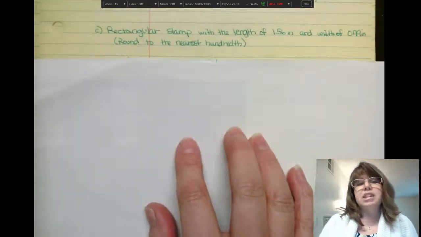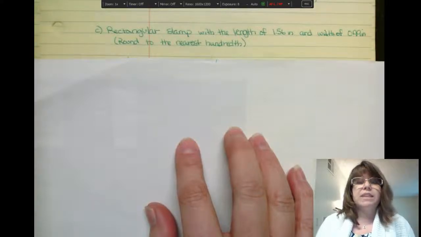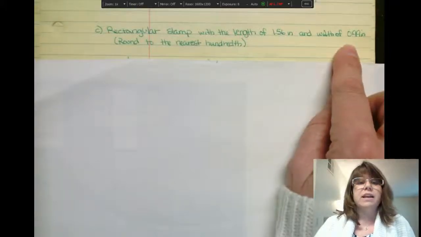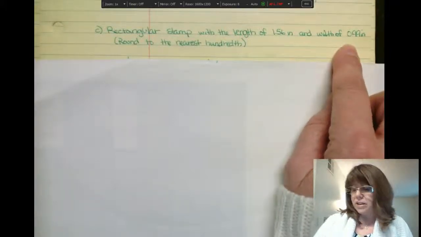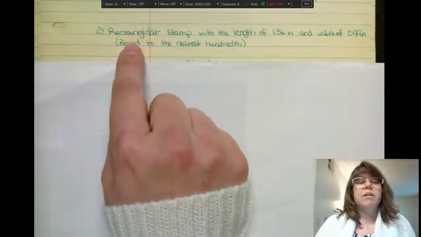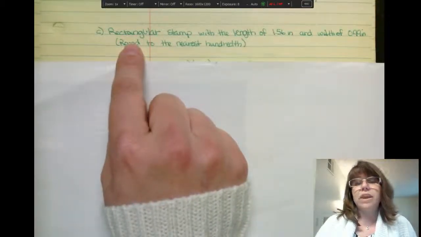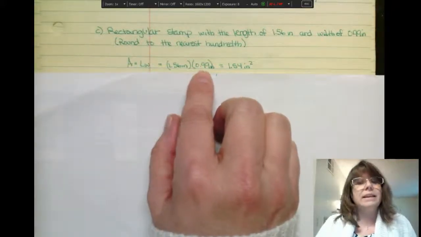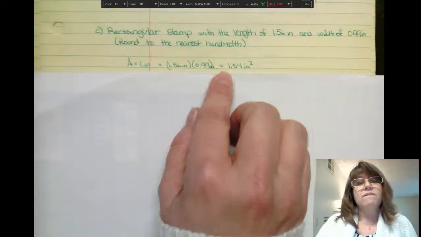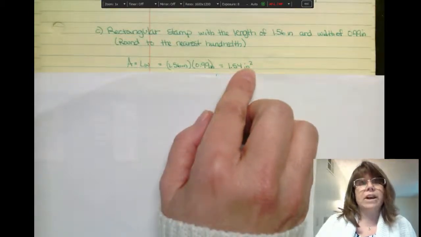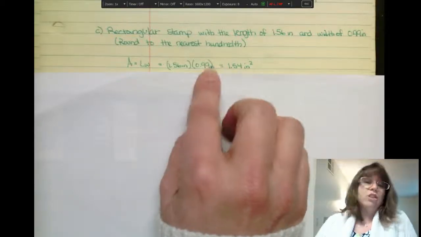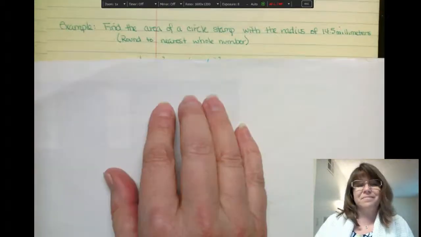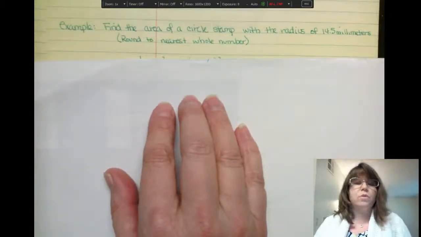Let's try one more. Now our stamp is in the shape of a rectangle with the length of 1.56 inches and the width of 0.99 inches. Again, we're going to round this to the nearest hundredth. The area of a rectangle is length times width. So it's 1.56 inches times 0.99 inches, giving us 1.54 inches squared. That's just a straight calculator problem if you want, or you can do it off to the side and multiply the long way.